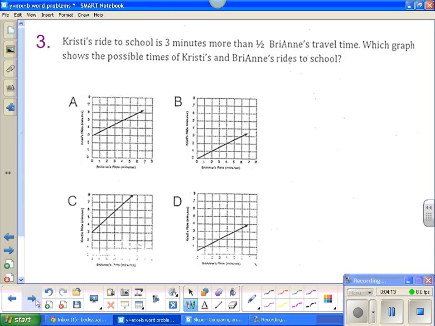Christy's ride to school is 3 minutes more than 1/2 Brianne's travel time. Which graph shows the possible times of Christy's and Brianna's ride to school? So I'm looking for a y-intercept of +3. So I like this one. I don't like this one. I like this one. And I don't like that one. So I'm down to A and C.